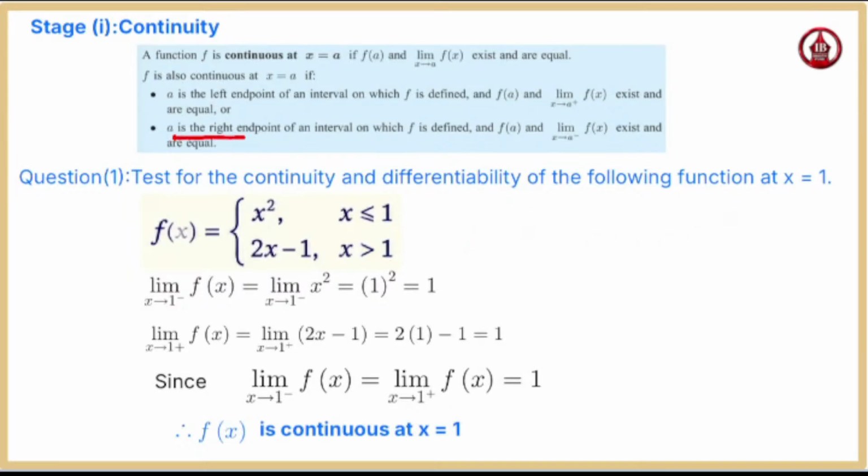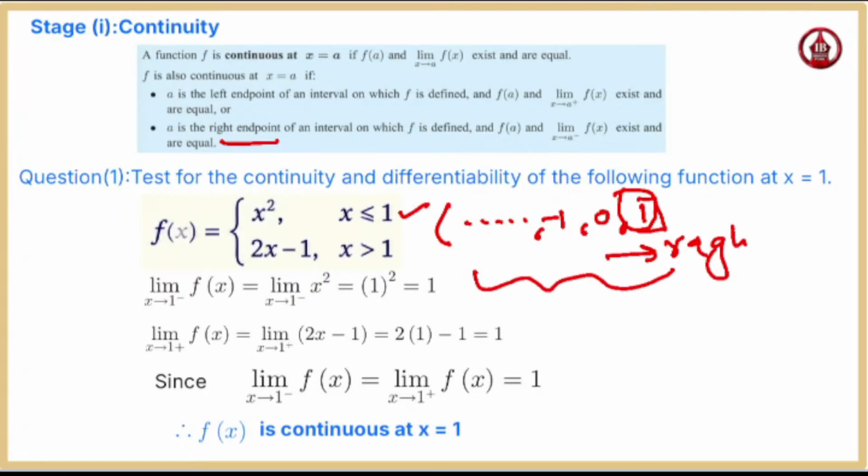Then a is a right end point. Now look here, for this interval, 1 is included, and less than that maybe 0, maybe minus 1, so many values are there. In this interval x is less than or equal to 1, so the right end point is included. On which value are we going to test? We are going to test on this value 1, and this value 1 is the right end point. Look here, this is on the right side. So in this interval, the point 1 is the right end point. That is the meaning of this definition.